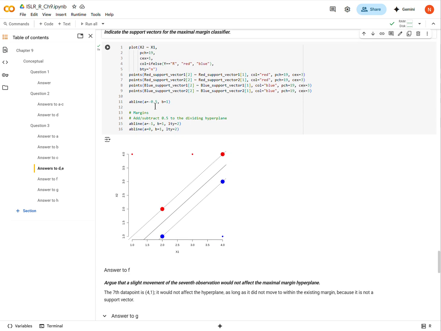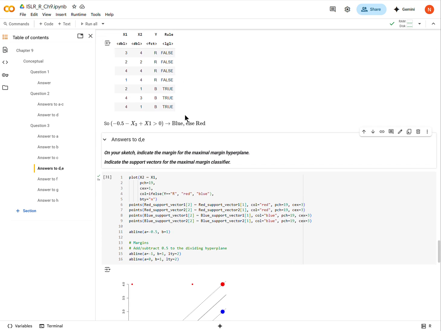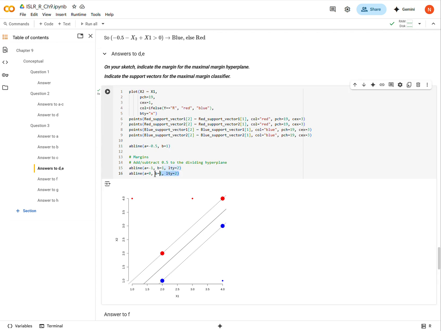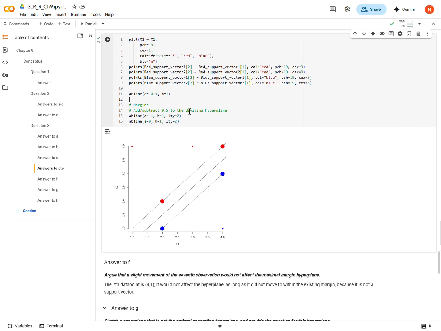This is the same code as for the above plot, but now we've just added some margins. We did that by taking the hyperplane, the solid line, and changing the intercept a little bit. We had that the intercept was negative 0.5, so we add a half and subtract a half. Why a half? Because we already know that the distance between the hyperplane and the support vector needs to be 1/2. If we move that intercept up and down, we land on the support vectors.